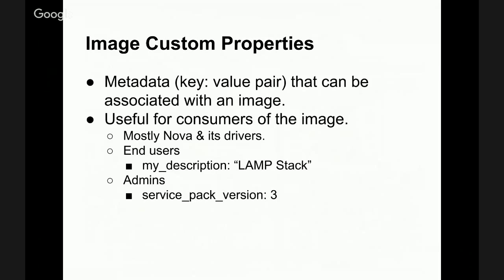There is also something known as the custom properties of an image. You can associate any random key value pairs with an image. This is useful mostly for the consumers of the image. From the OpenStack services' point of view, this could be Nova and its drivers, but it can also have some additional information for the end users. I could associate some key value pairs to denote what specific image I have. For example, if I have a Windows image, I want to know what service pack has been installed on this image. These kinds of things you could associate with random key value pairs on the image.